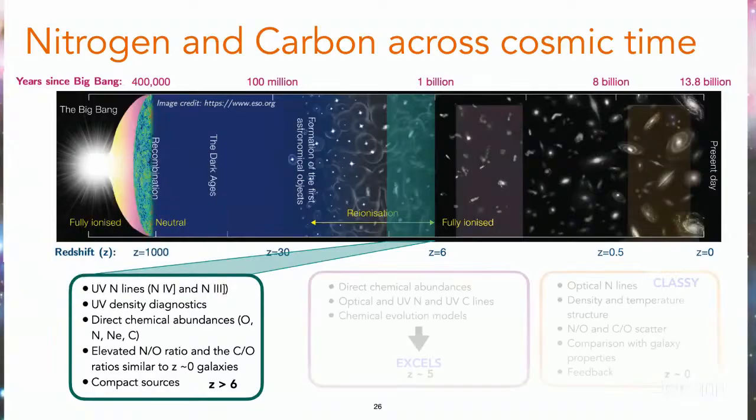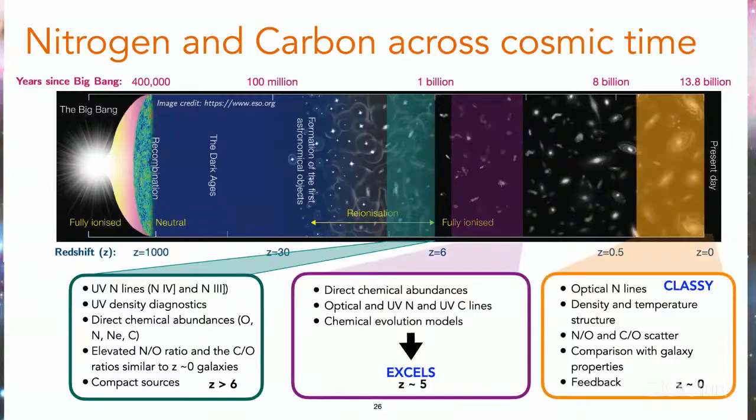But I will focus, in the second part of my talk, on two different cosmic epochs. One is at redshift 5, and the reason is that we have carbon and nitrogen simultaneously in the same spectrum, and this is really very nice. Then we can derive different chemical abundances, metallicities, and other elements, and compare these observations with chemical evolution models to understand carbon and nitrogen.